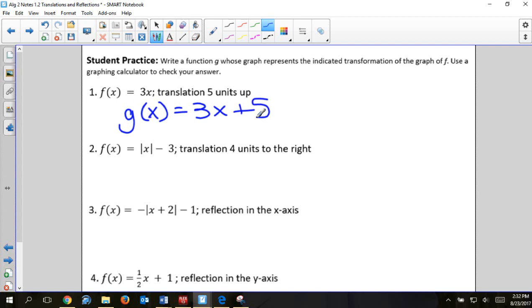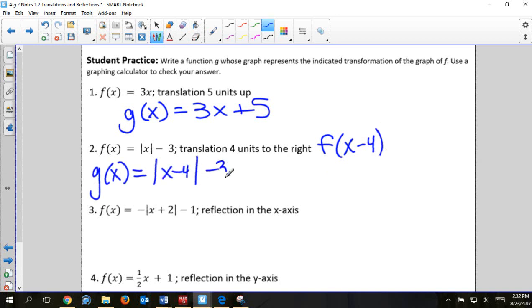F of x equals absolute value of x minus 3, translation 4 units to the right. So if it's to the right, that one's going to be in parentheses. That one's going to be like f of x, and then we're going to do minus 4. So wherever you see an x, you replace that with x minus 4. G of x equals absolute value of x minus 4 minus 3. So we're taking the function and just subtracting the 4 from the x.